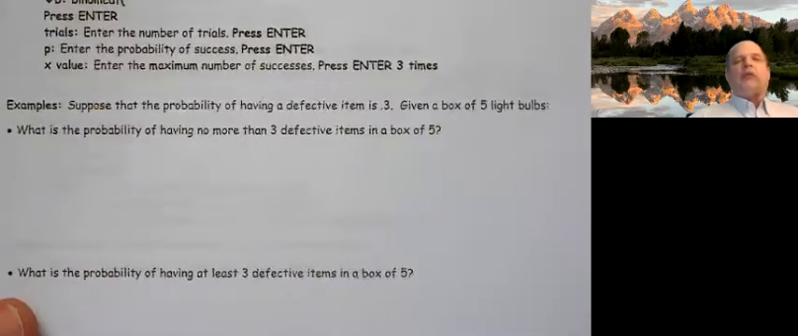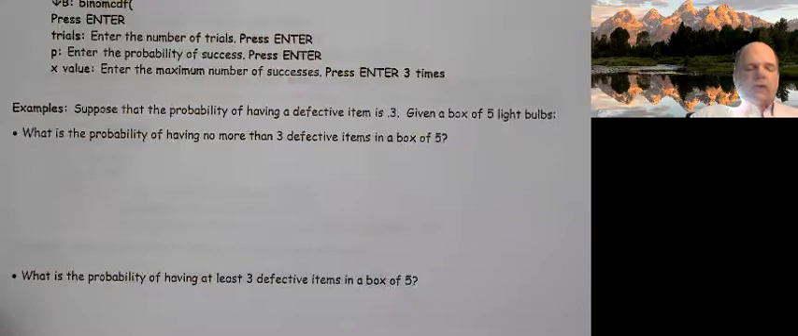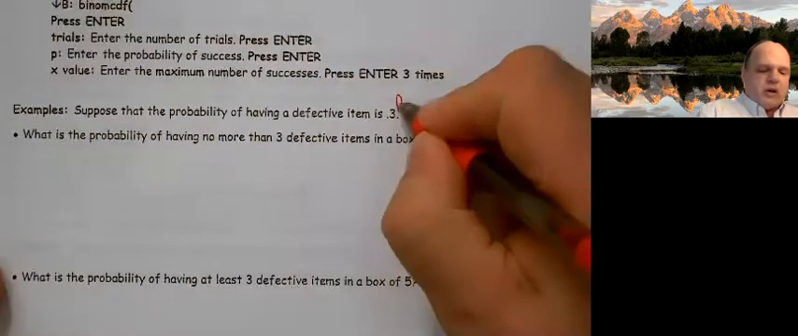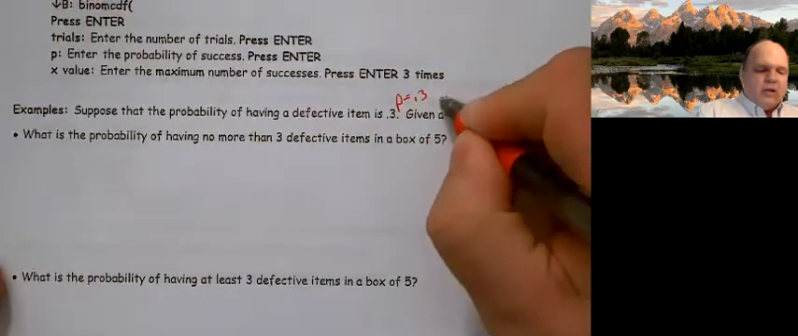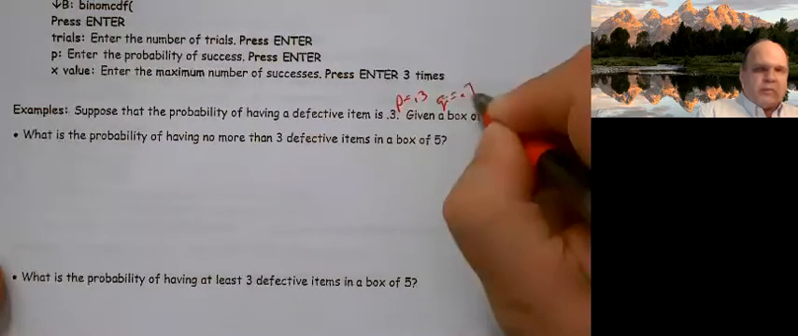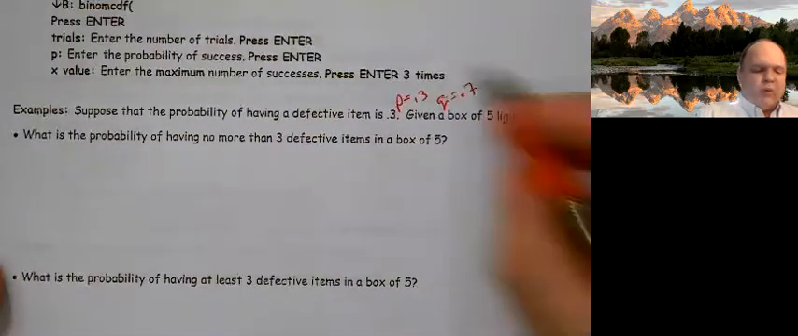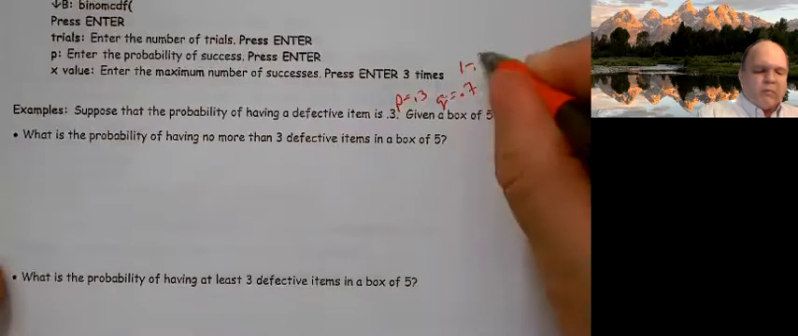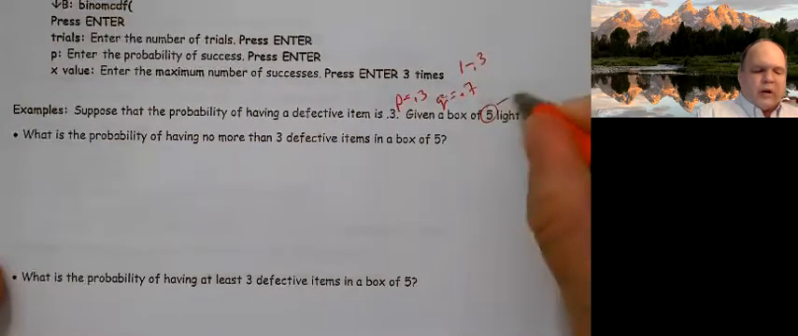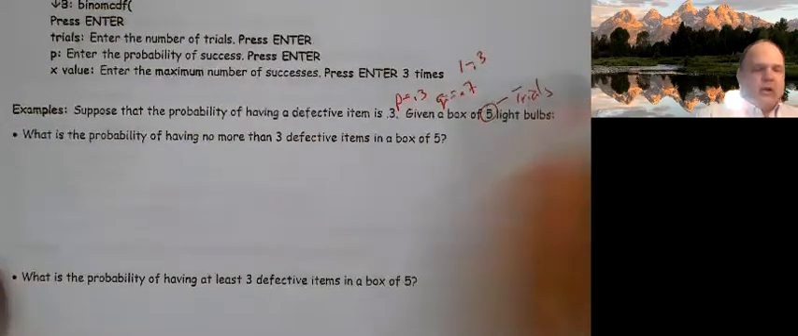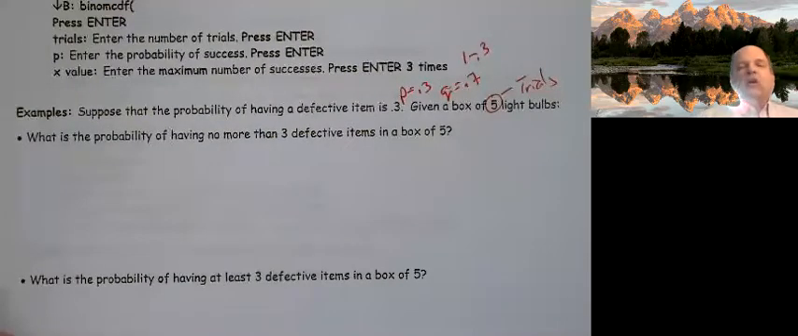So suppose that the probability of having a defective item is 0.3. So in other words, we're continuing with the same scenario. So p is 0.3 and q is still 0.7. That's the probability of failure, which is 1 minus 0.3. And we still have our trials at 5. So we have the same scenario. So what is the probability of having no more than 3 defective items in a box of 5?